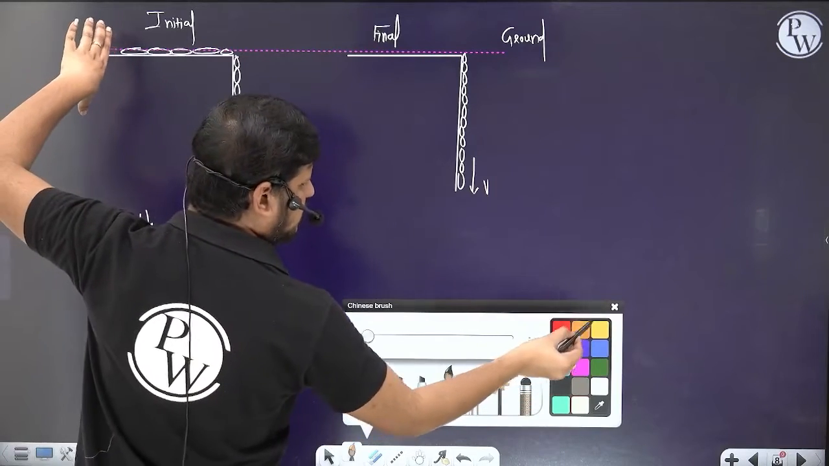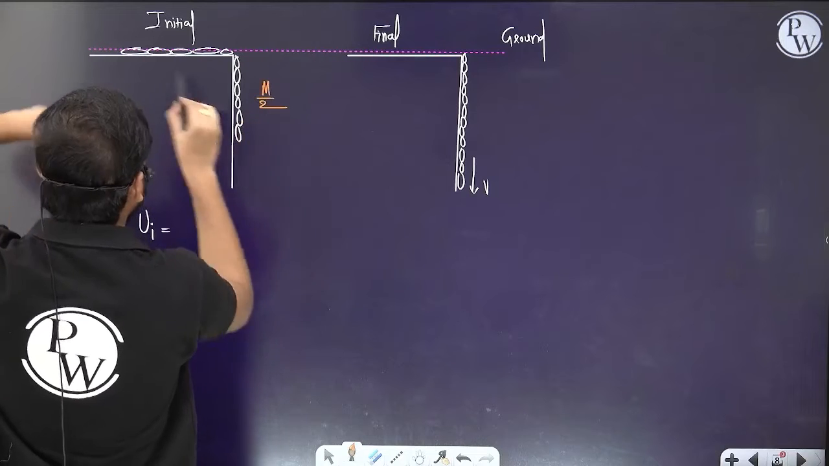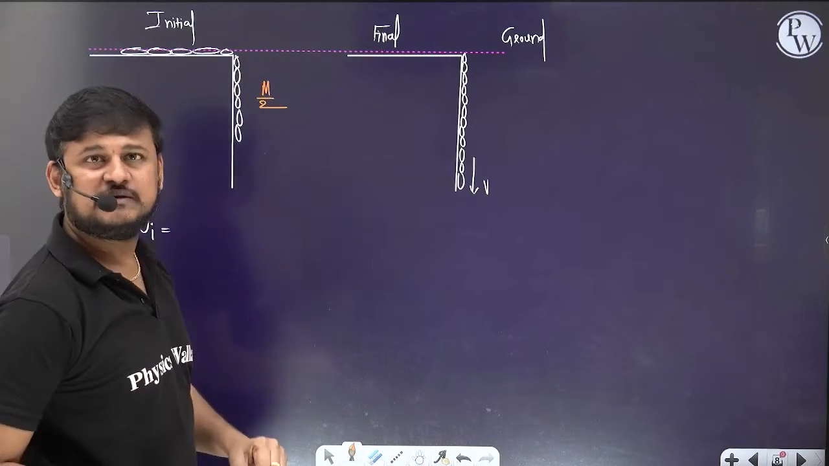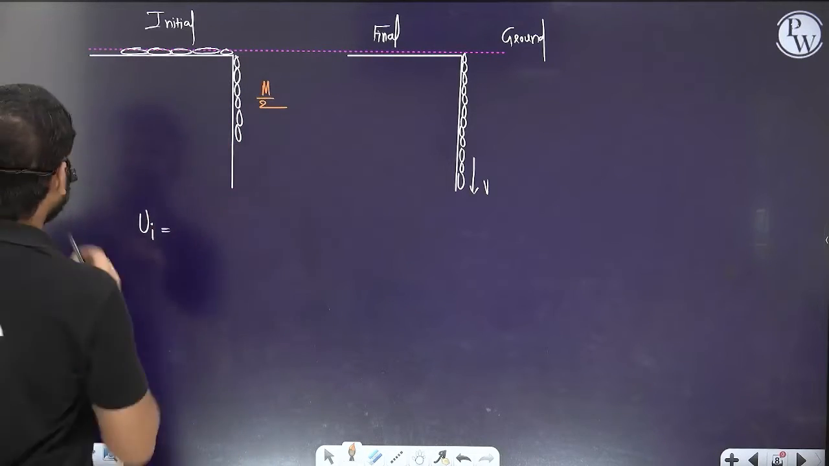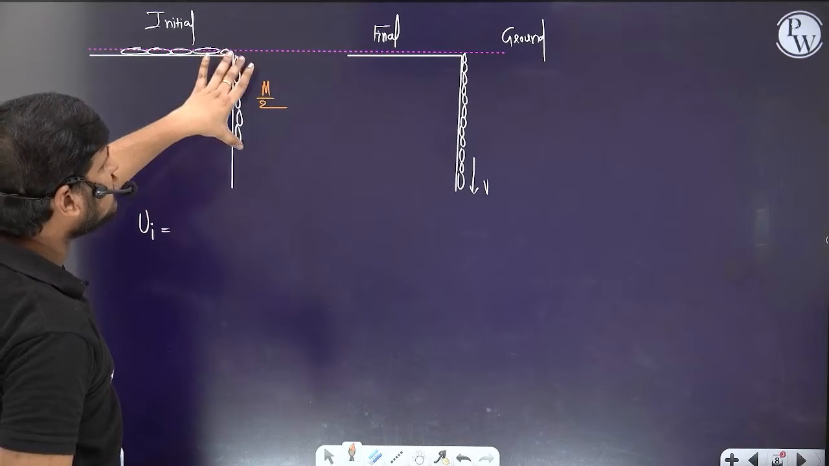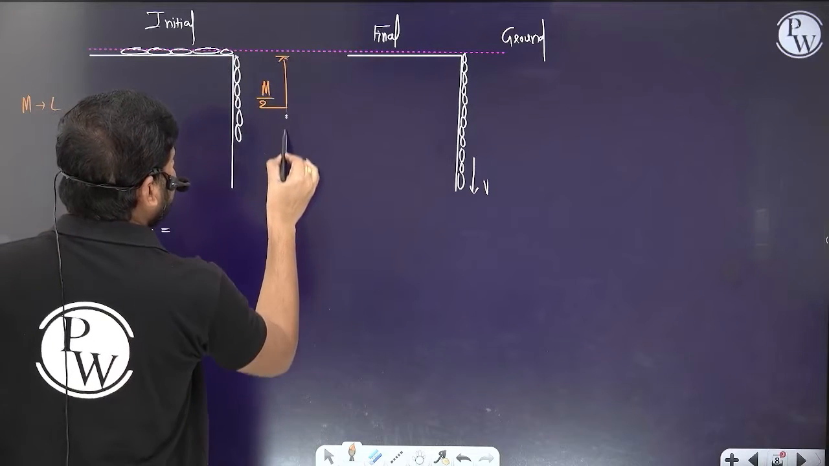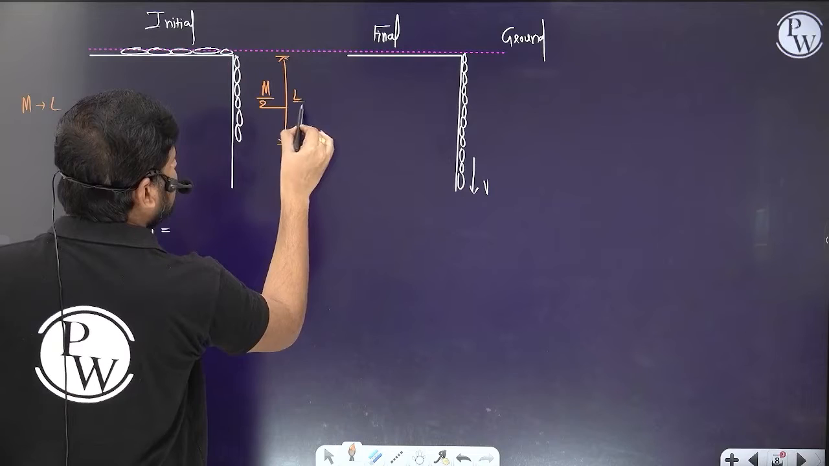From the ground, this part is hanging. It has mass m by 2, because the total mass of the chain, let it be m. The total chain has mass m, right? So half of it is hanging, which means m by 2 is hanging, and its total length will be L by 2.